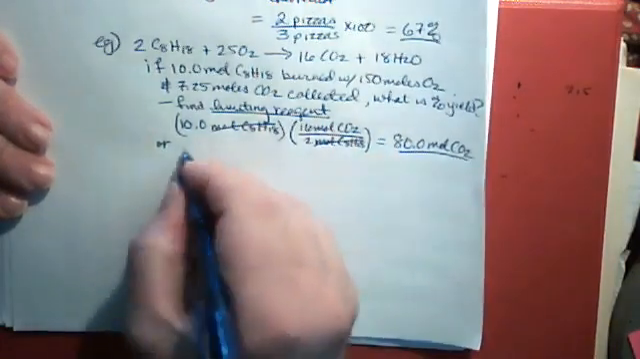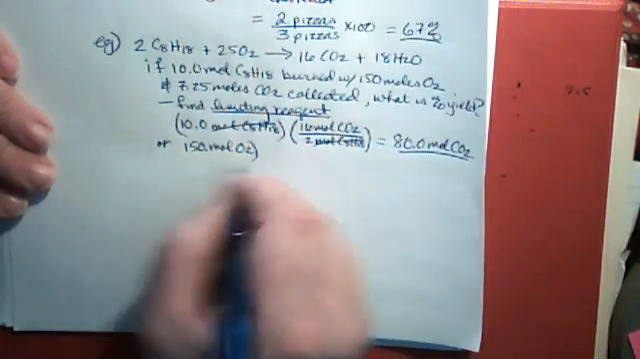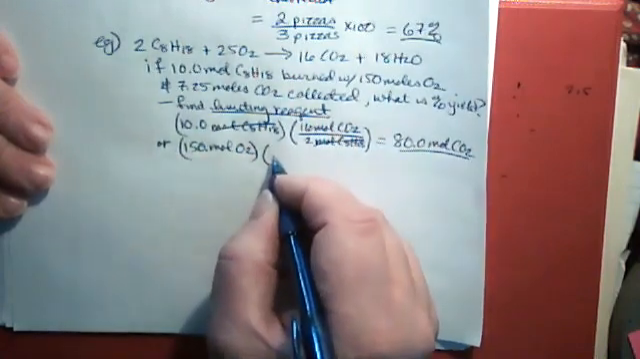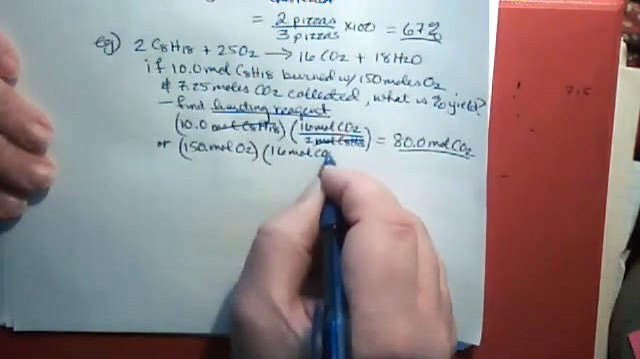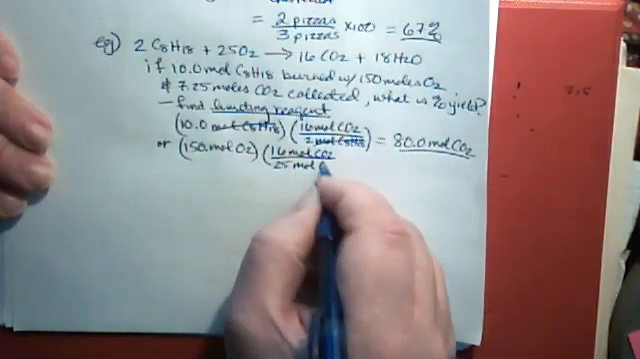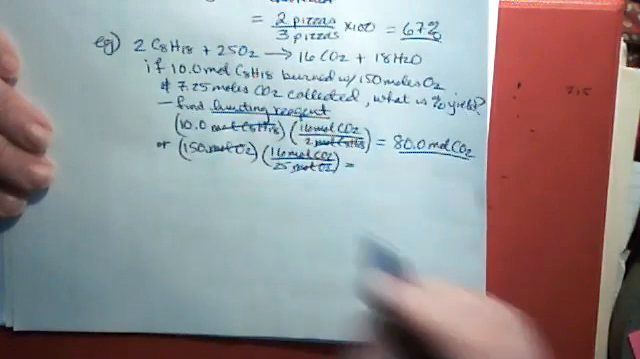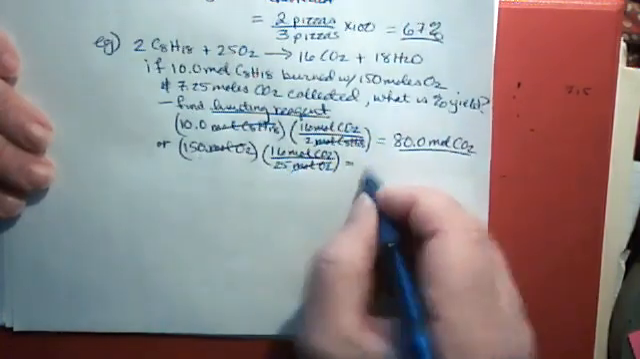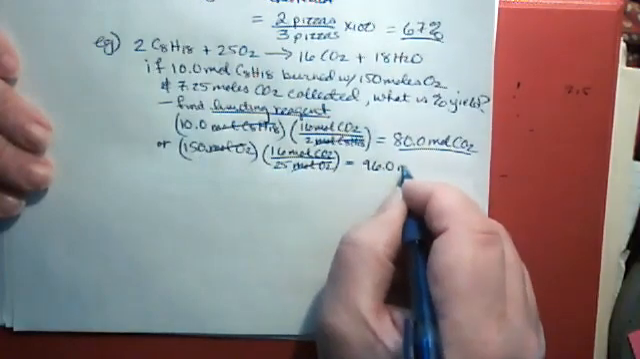On the other hand, we have 150 moles of O2, and we get out 16 moles of CO2 for every 25 moles of O2. Notice moles of O2 cancel. 150 times 16 divided by 25 is 96.